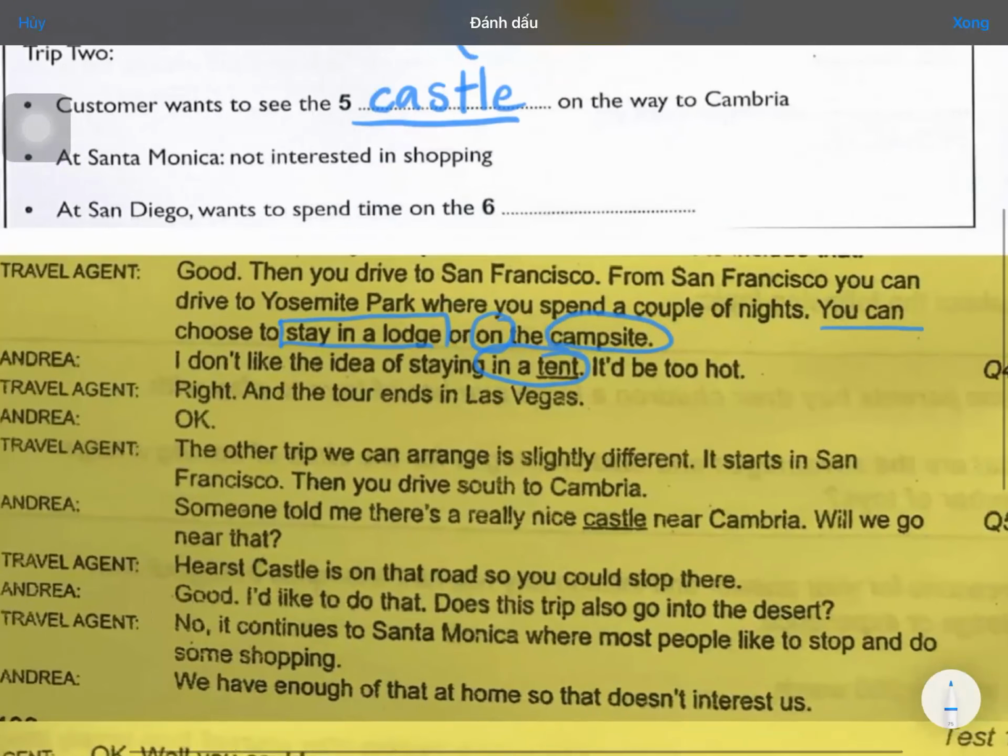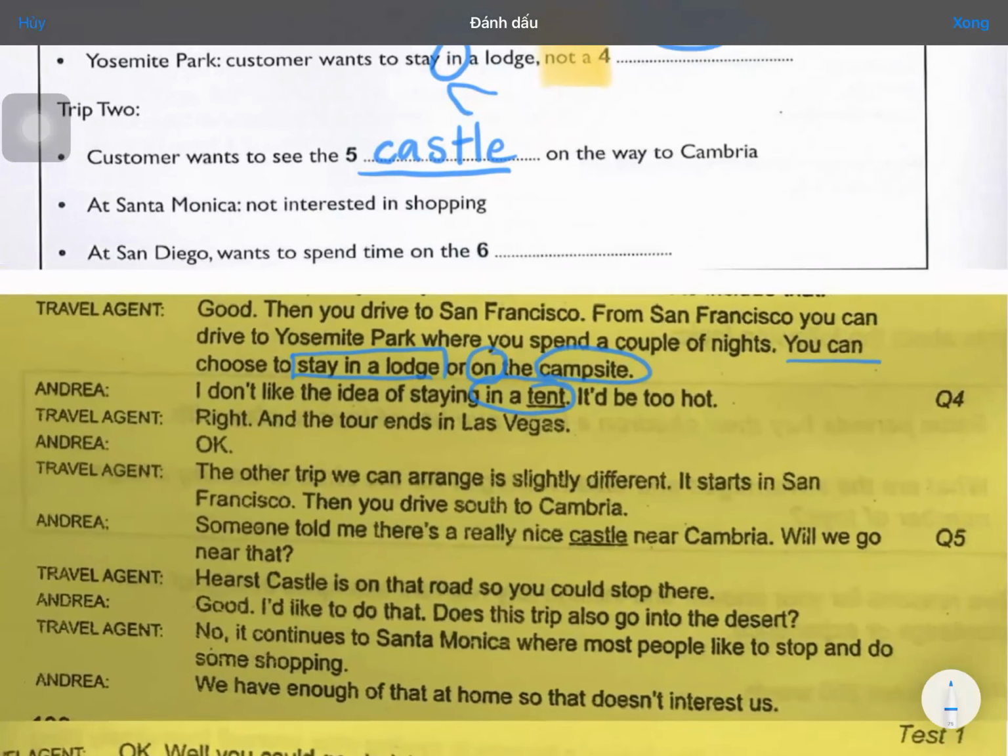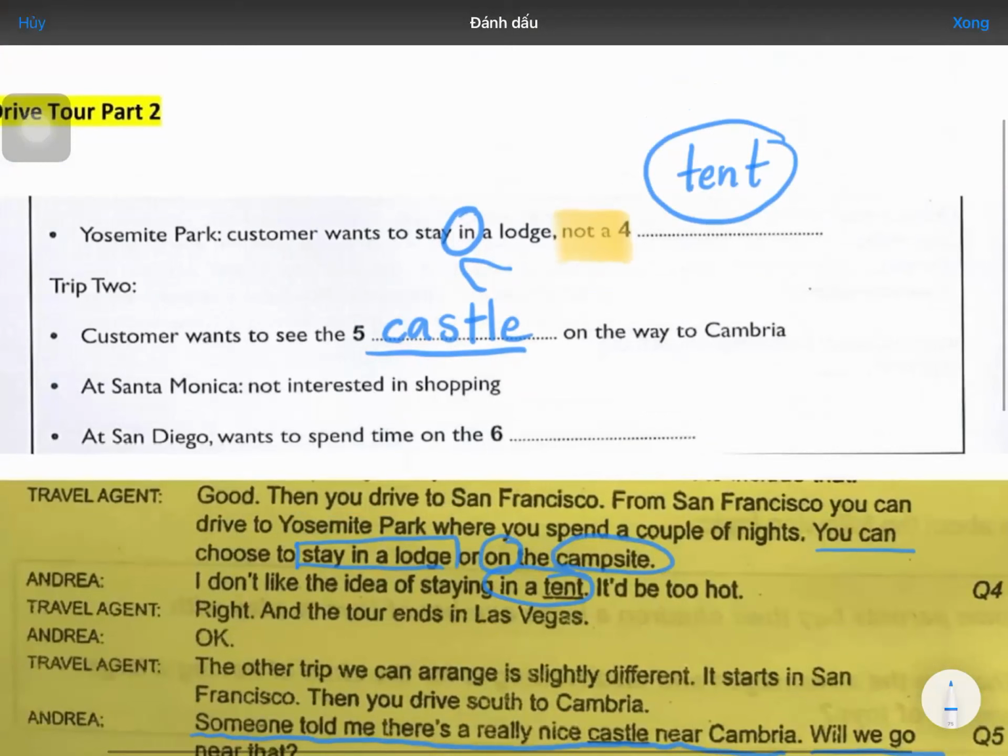So you will see here: someone told me that there's a really nice castle near Cambria. Will we go near that? Right. So we have castle here. Thank you. And number 6. Let's talk about number 6.